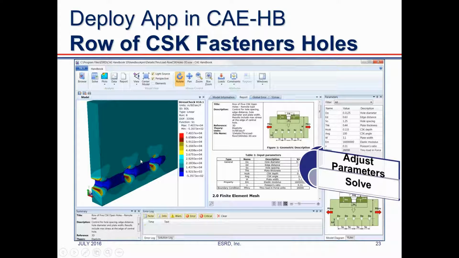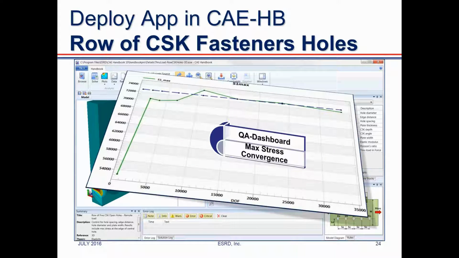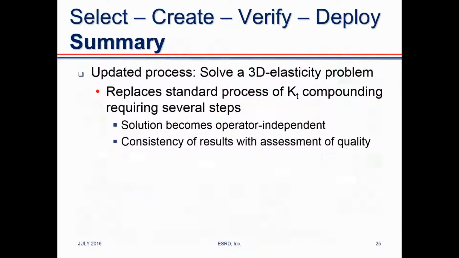And of course, the information that is essential to make this deployment safe is to have a dashboard to provide quality assurance information for the convergence of the results of interest. In summary, the updated process solves a 3D elasticity problem, replaces a standard process of KT compounding that required several steps, and thus the solution became operator independent and consistent results with assessment of quality was produced.